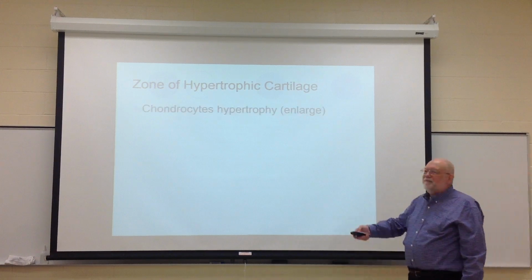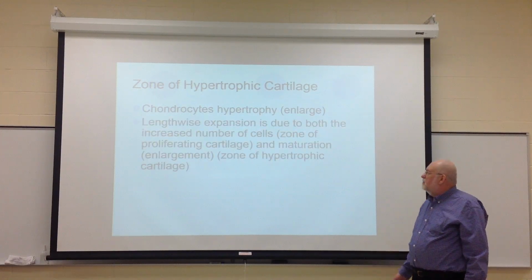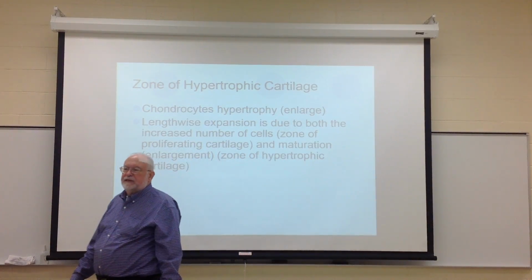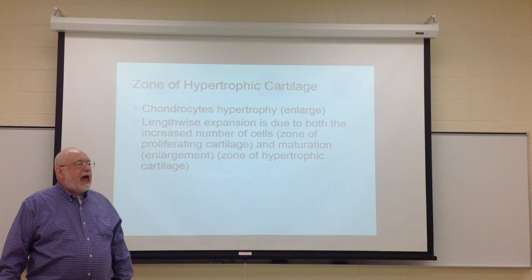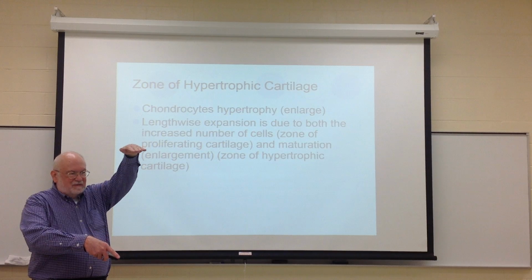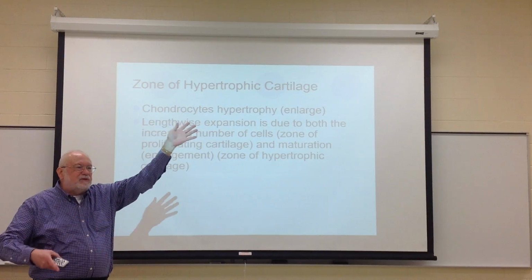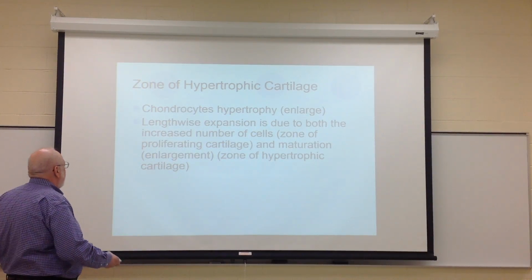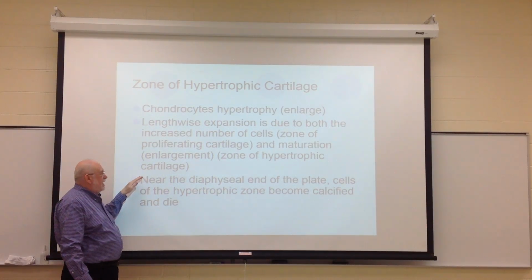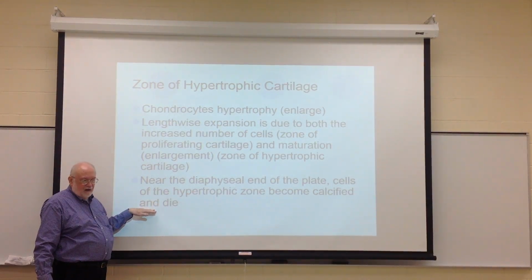All right. These are hypertrophic, they are enlarging, they're getting big. And that gives us lengthwise expansion along with the number of cells. So as the number of cells increases, and as the cells get bigger, that's going to expand and push that epiphysis higher and higher. So the bones are getting longer, all right? And there we go. Now, near the diaphyseal end, the cells start to calcify and die off.